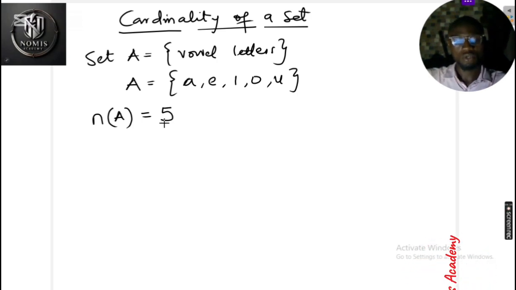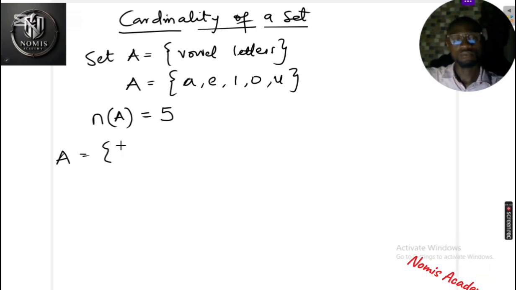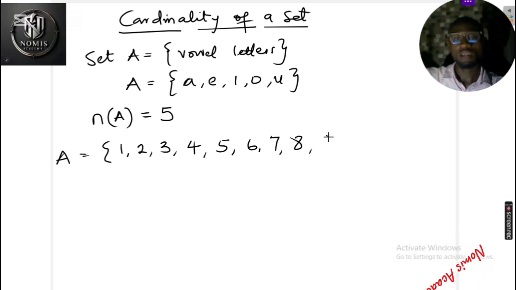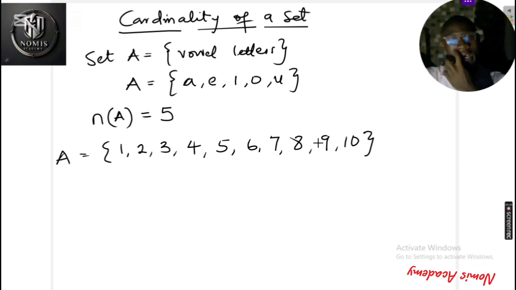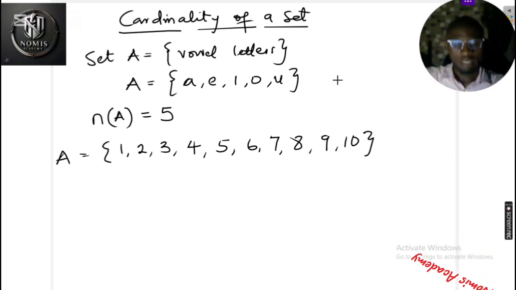So let's also talk about complementary sets. What do we mean by complementary sets? Let's take note. Let's say set A is equal to 1, 2, 3, 4, 5, 6, 7, 8, 9, and 10 as the elements in a set.